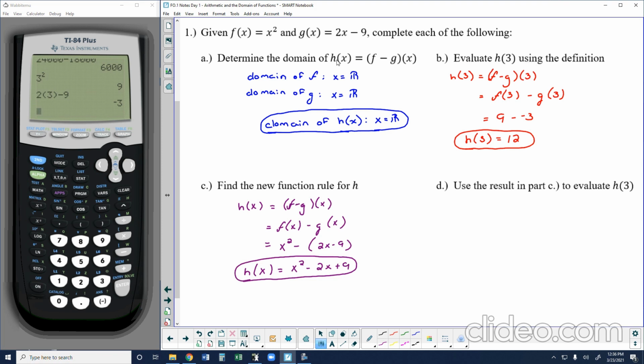H of x was given to us as a subtraction of two functions, and we can then create its own function by following through that subtraction.